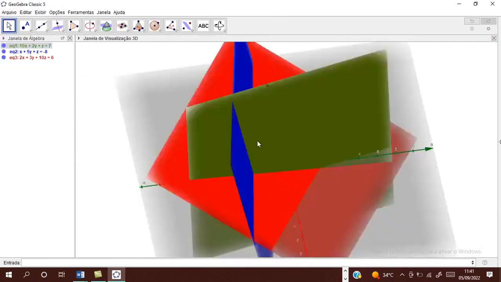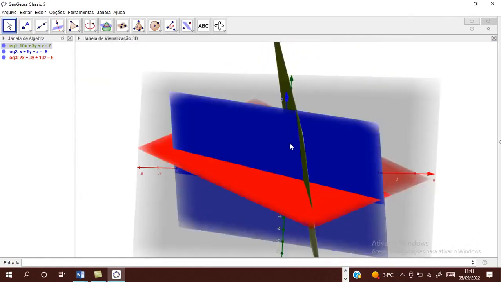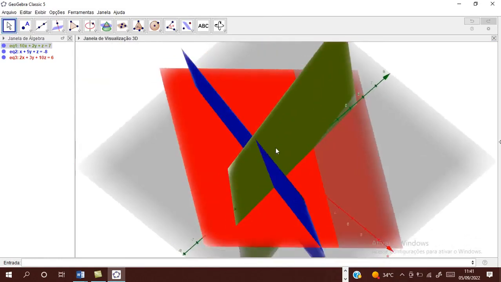So if I move here, I will clearly see the intersection between the planes. This intersection right here is exactly the solution. How do I solve this 3x3 system here in GeoGebra?